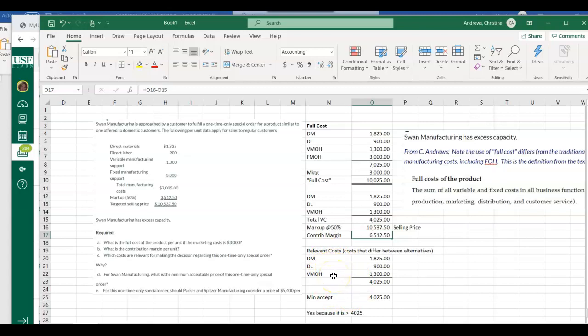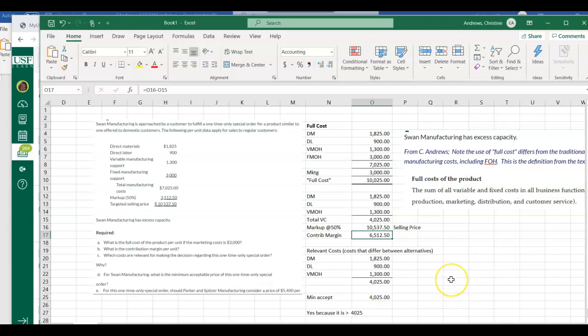Okay? And then finally, for Swan Manufacturing, what's the minimum acceptable price for the one-time special order? The minimum price would be equal to your variable cost. You wouldn't want to go lower than that. And then the next question is, for a one-time only special order, should Parker and Spitzer Manufacturing consider a price of 5,400? Absolutely. Okay, it's more than 4,025, so that's a good number.